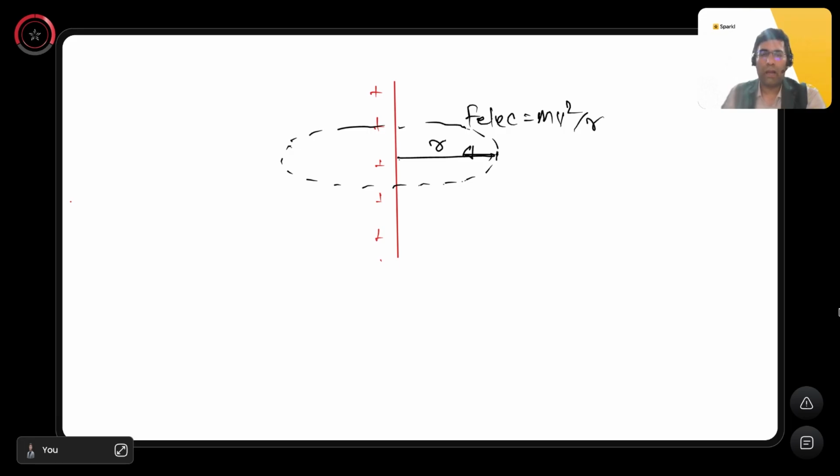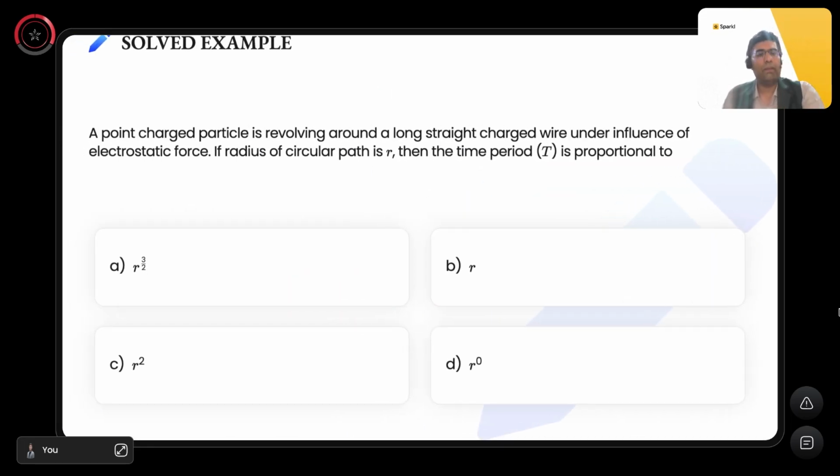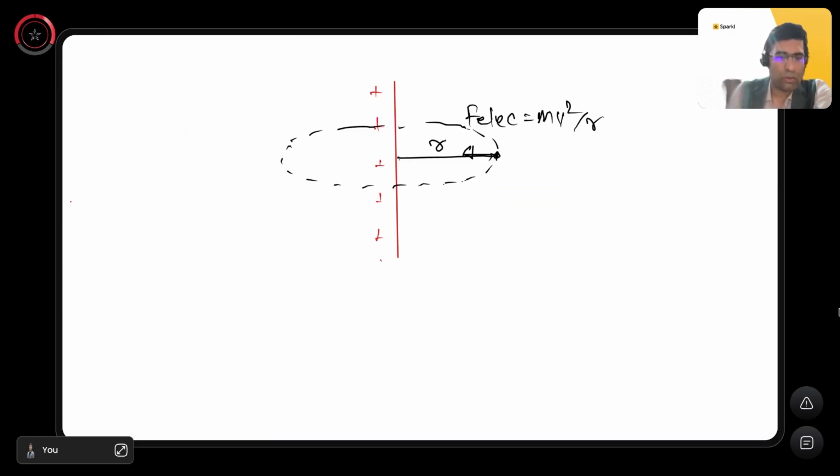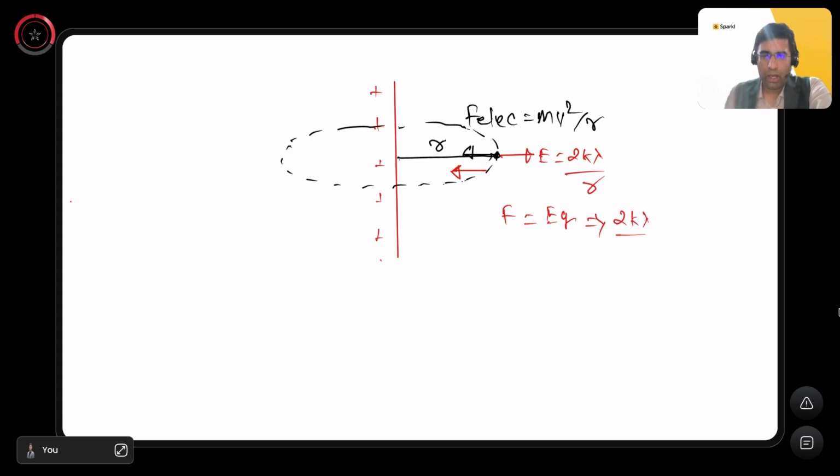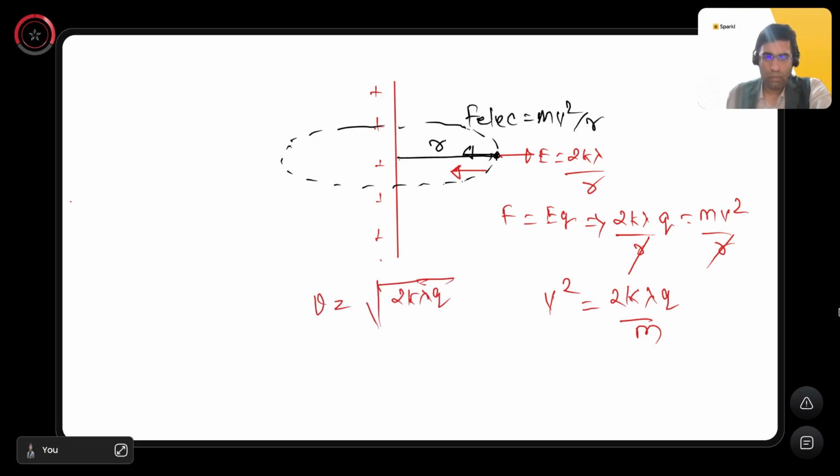So we know that at the location at distance r where the circular motion is happening and the radius is r, the electric field over here is 2k lambda upon r due to the infinite line charge. Now the electric force is eq. The charge is negative basically, then only it will get a force in this direction. So the force will be 2k lambda r into q, and this will be equal to mv square upon r. So r and r get cancelled, so v square will become 2k lambda q upon m, or v will become the square root of 2k lambda q upon m, and time period is 2 pi r upon v.